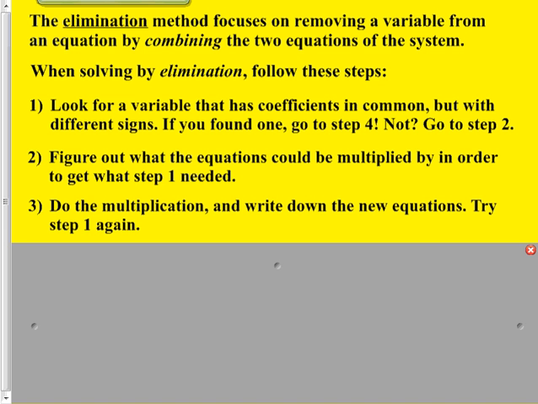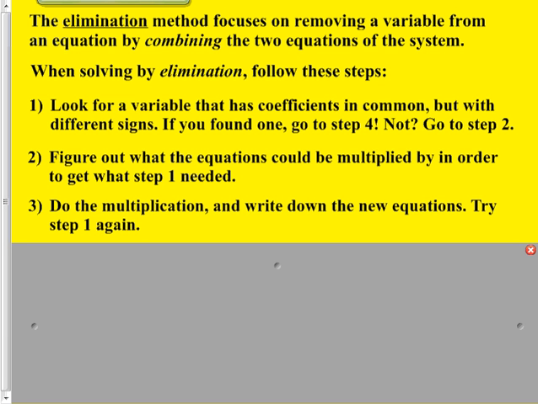Now, once you figure out what those equations need to be multiplied by in order to get that matching coefficient with different signs that step 1 talked about, you do the multiplication, multiply the equations by whatever you decided they needed to be multiplied by, and you write down your new equations.